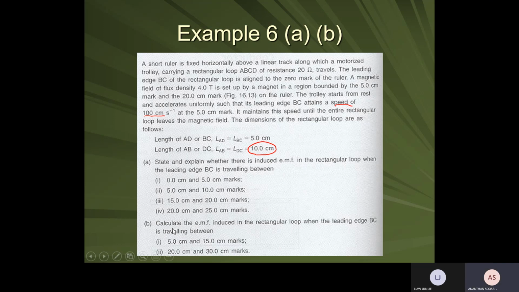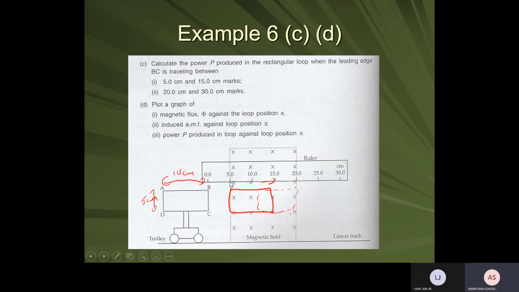Now B. Calculate the EMF induced in the rectangular loop when it moves from 5 to 15. From 5 we move to 15. What is the EMF induced? When BC is at 5, how much is the flux? The magnetic flux linkage is 0, right? When we go to 15, the flux is at its maximum, NBA. So the change in flux is final flux minus initial flux, big minus small.